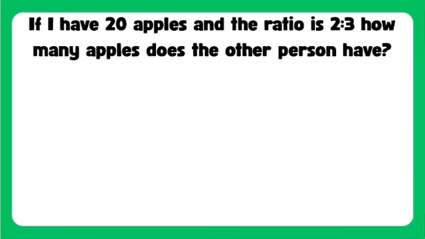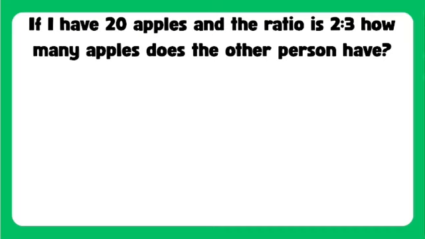We are now going to move on to another type of ratio question. In that we were just simplifying ratios, and now this is a question that will help us to do proportions, which is what we're doing next. In this, what it's saying is that if I have 20 apples and the ratio is 2 to 3, how many apples does the other person have? This sounds confusing, but you have to understand what the question is trying to say. I have 20 apples and the ratio between my apples and some other person's apples is 2 to 3. So how many apples does he have?